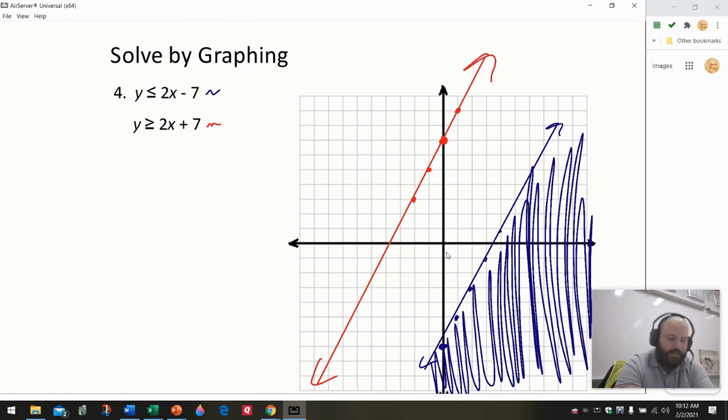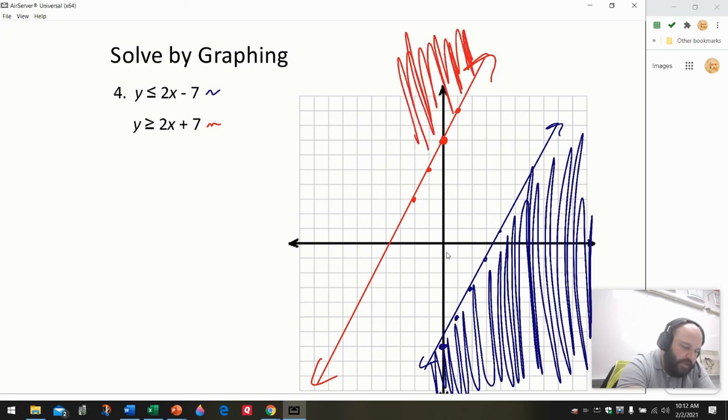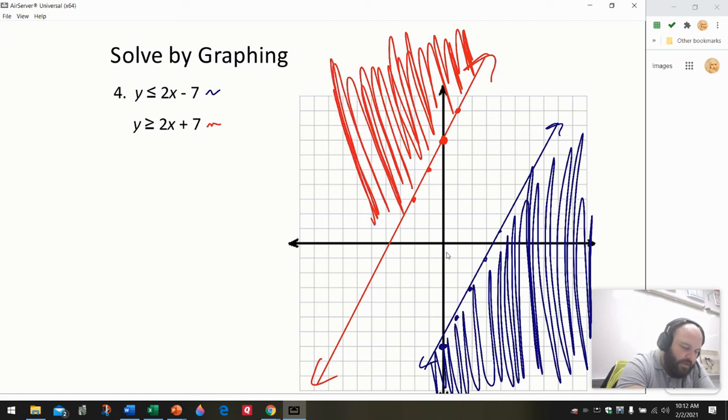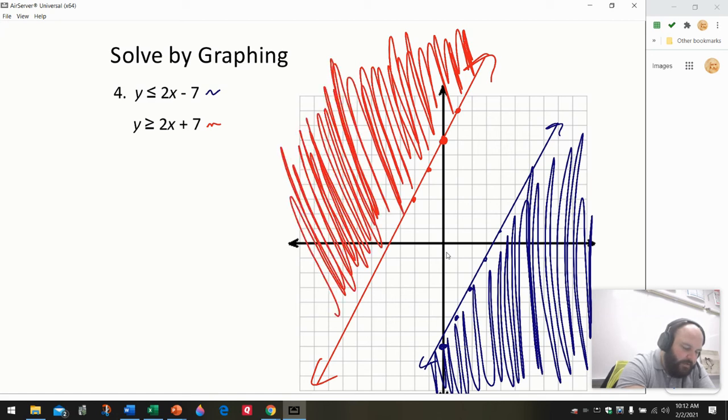What I want you to see is that these lines are parallel. They are not going to intersect. We do still need to shade, and we want the y's that are greater than 7. So greater means we're going to be shading above this line up here. And what you're going to see is not only do the lines not intersect, none of the shading intersects either. And so this is one of the instances where there would not be a solution because there is not one ordered pair that would work for both of the inequalities.